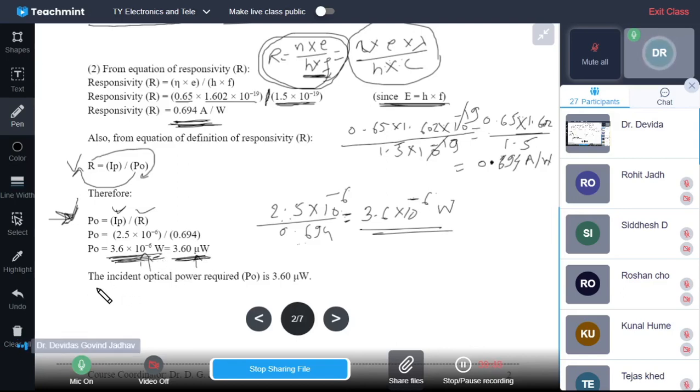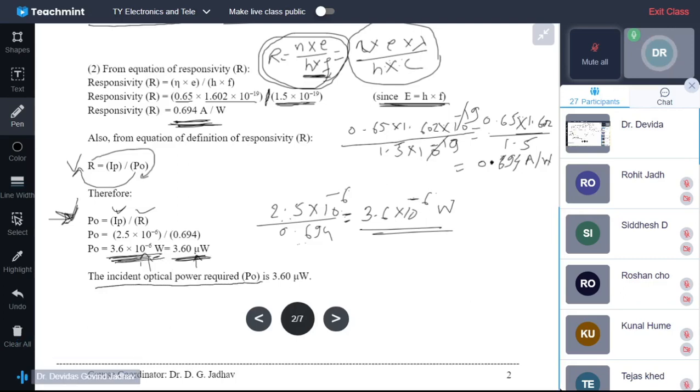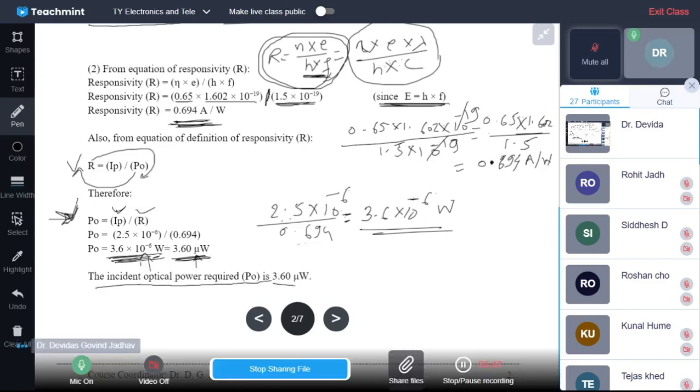So the incident optical power required, Po, is 3.6 into 10 raised to minus 6 watt, or 3.6 microwatt. So we have found out the wavelength.